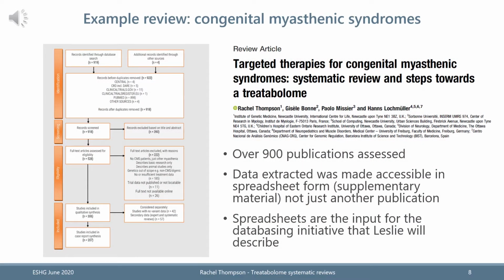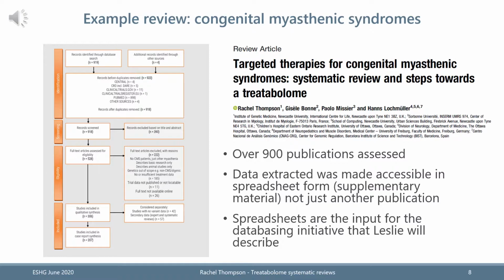Finally, I'm going to take you quickly through some of the points in the systematic review that we did on the congenital myasthenic syndromes, where we also set out the Treatabolome concept. Our initial search found over 900 articles to evaluate, and the PRISMA flowchart you see here on the left shows how we refined it down to those that we considered in more detail.